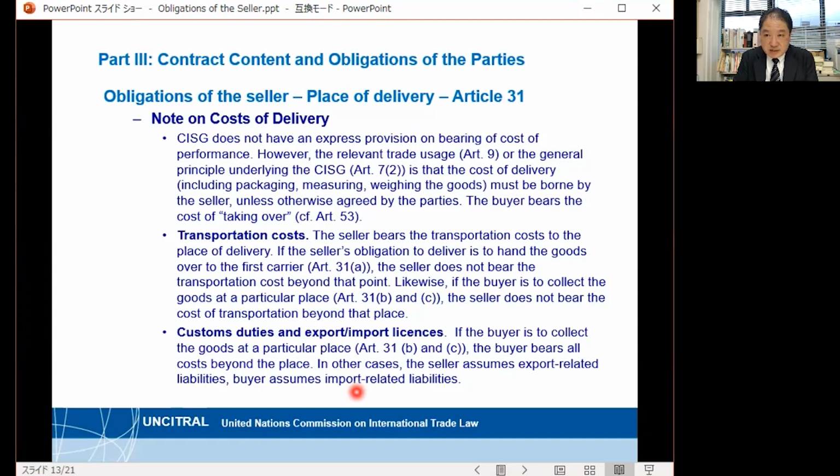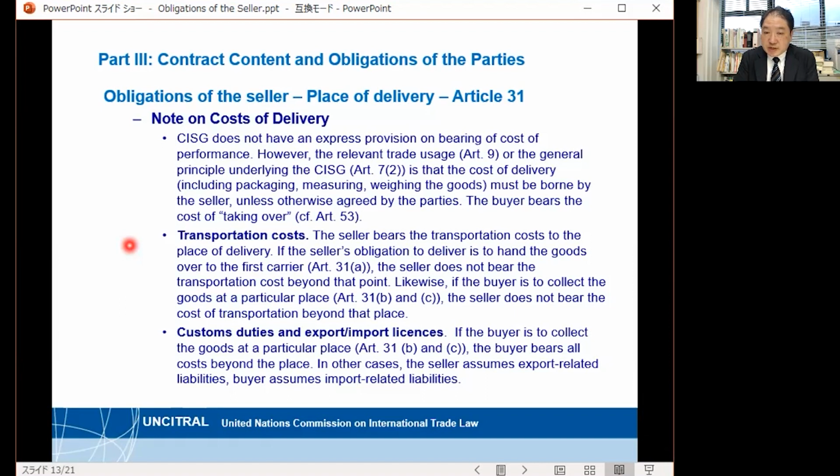And incidentally, this is a position of the UNCITRAL principles, which has a clear provision on the cost of performance, on who bears the cost of performance. The party who performed must bear the cost of the performance. And this means that, on the other hand, the buyer will bear the cost of taking over the goods. Now, let me be a little bit more concrete. What about transportation costs, the cost of carriage? The seller bears the transportation costs to the place of delivery.